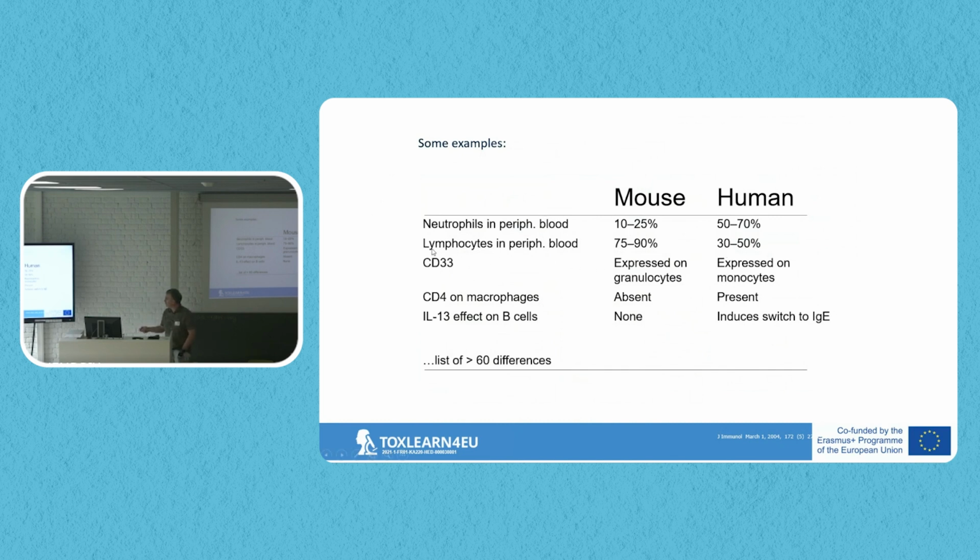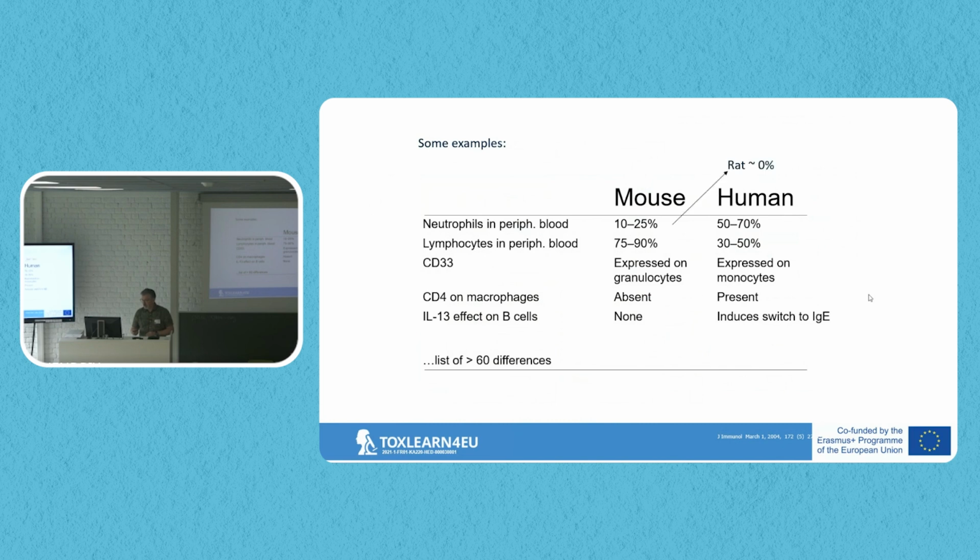Expression of CD33: these immune cells express CD molecules on their surface. In the human, it's expressed on monocytes. In the mouse, it's expressed on granulocytes. So it's a different cell type. There are clearly differences between those two animals; humans are also animals. CD4 on macrophages is absent in the mouse, present in humans. So if you study CD4, you cannot use the mouse. IL-13 effect on B cells: this is not non-existing in the mouse, but it induces a switch to IgE in humans. And the list goes on and on. So overall, there is an overlap in the system, but if you want to study certain details, you may not be able to use a mouse at all.